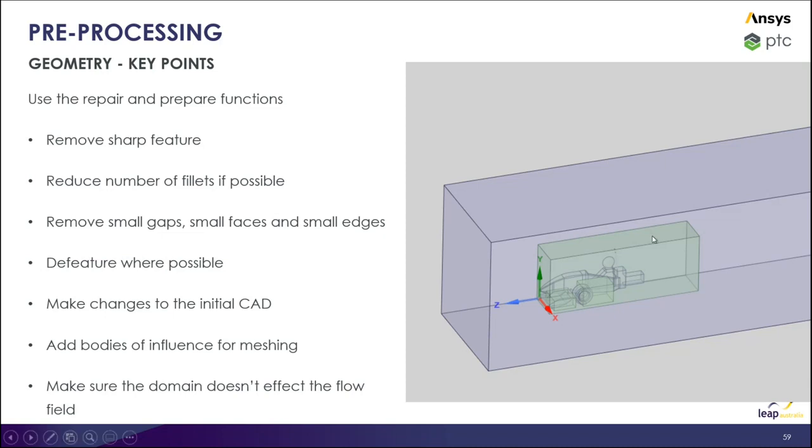And using things like bodies of influence. So these green boxes over here are bodies of influence. We can locally refine around some of these regions. And then making sure the domain doesn't get affected by the actual flow field as well.